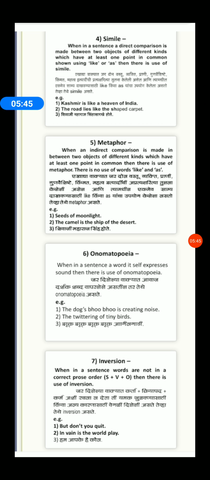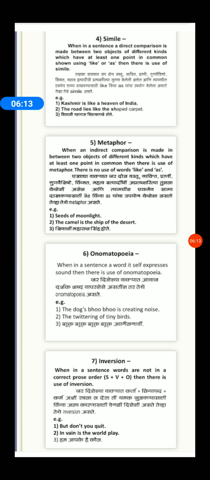एखाद्या वाक्यात जर दोन वस्तू, व्यक्ती, प्राणी, गुणवैशिष्ट्ये, किंमत, महत्त्व इत्यादींची अप्रत्यक्षरित्या तुलना दाखवण्यासाठी लाईक किंवा ॲज यांचा उपयोग केलेला नसतो तेव्हा तेथे मेटाफर फिगर ऑफ स्पीच असते. एक्झाम्पल, सीड्स ऑफ मूनलाईट. हिअर इज डिरेक्ट कम्पॅरिझन विथ द मूनलाईट ऑफ सीड्स, सो देर इज द figure of speech metaphor. The camel is the ship of the desert.